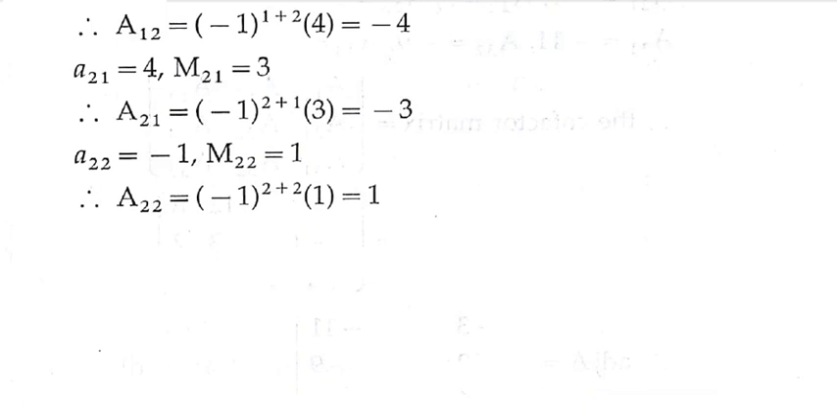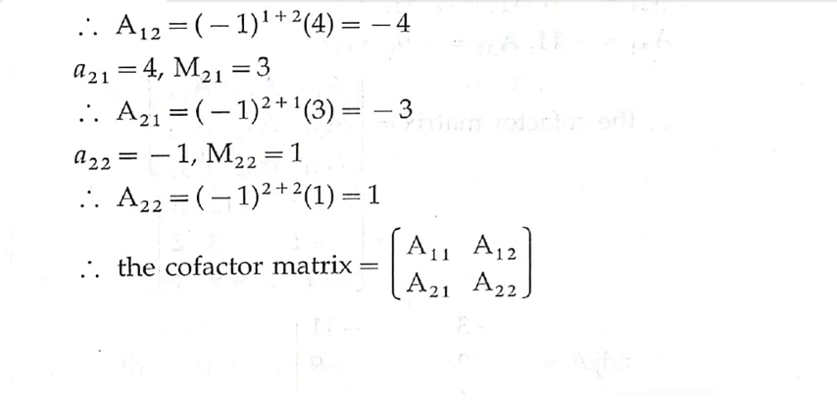So now we are going to write the cofactor matrix. So cofactor matrix is equal to A11, A12, A21, A22. So those values we already have. So we will substitute those values at their correct places. After placing them one by one, we get A11 is equal to minus 1, A12 is equal to minus 4, A21 is equal to minus 3, and A22 is equal to plus 1, which is the required cofactor matrix.